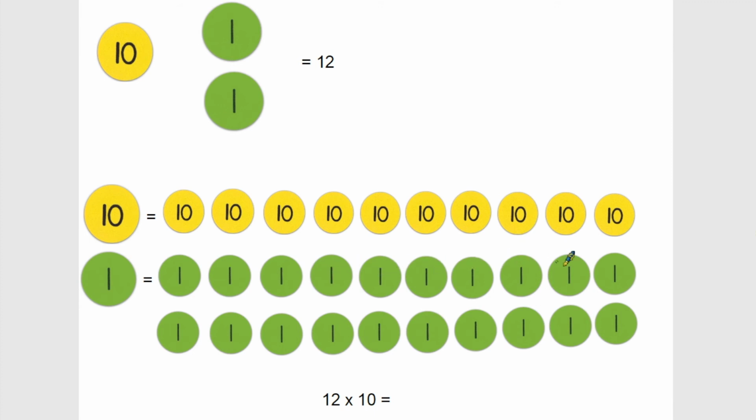Okay, so 10 times bigger gave us 100, and our 2 counters multiplied by 10 gave us 20, a total of 120. So I can say that 12 multiplied by 10 will give me an answer of 120. Is that what you had? I thought so. I'm just wondering, can we write this in a chart?